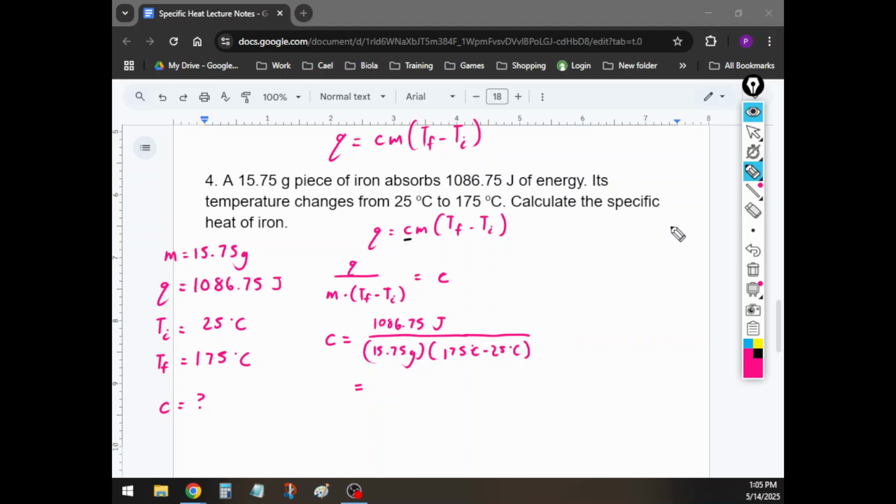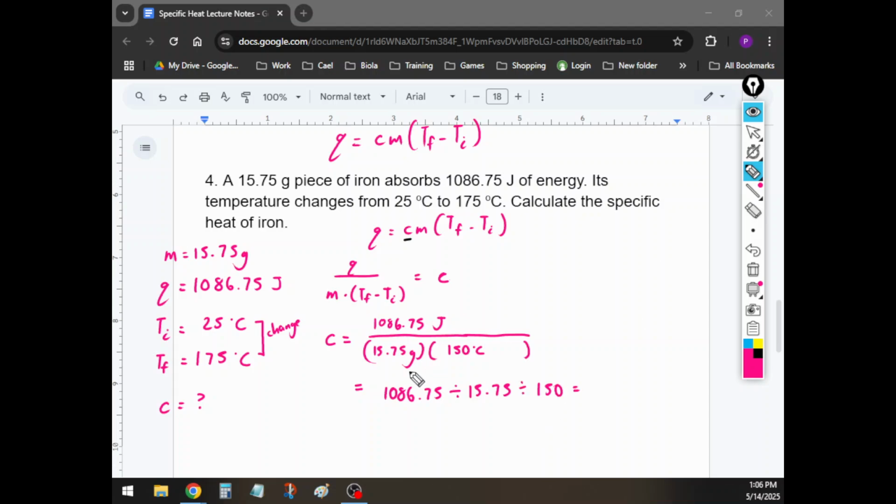So what we're going to do first is simplify inside right here. 175 minus 25 is going to be 150 degrees Celsius. So I'm just going to rewrite that here, but this is 150 degrees Celsius, because this is going to be our change in temperature, right? This is how the temperature changes. All right, for the math, again, top divided by bottom. You're going to do 1086.75 divided by 15.75 divided by 150.